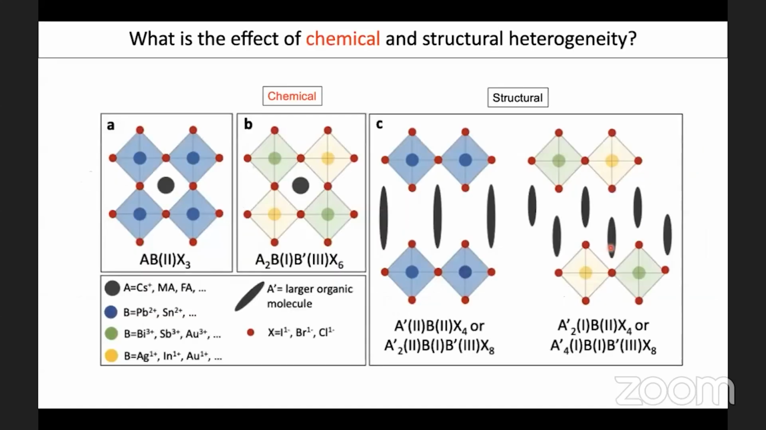So our question was now, what is the effect of chemical and structural heterogeneity on excitons in perovskites? And as I said before, I'm mostly going to focus on the effect of chemical heterogeneity, which I define as the effect of having two different B sites in my perovskites.